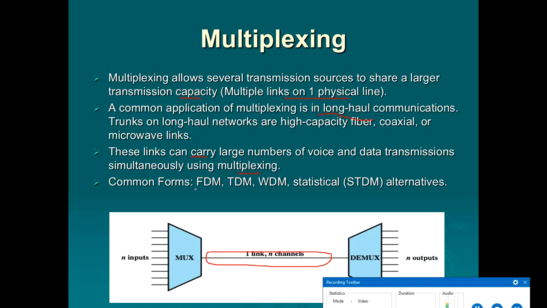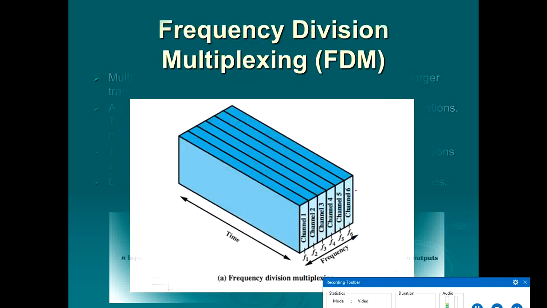And what are the different forms of multiplexing? We have FDM, which is frequency division multiplexing. TDM is time division multiplexing. WDM is wavelength division multiplexing. STDM is statistical time division multiplexing. Out of these, we are going to explore FDM, time division multiplexing, and we will talk about statistical time division multiplexing also. So let's start with frequency division multiplexing.